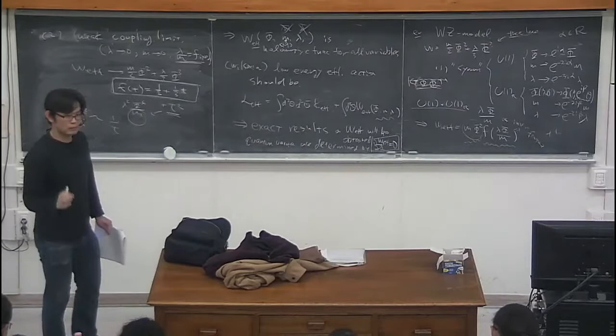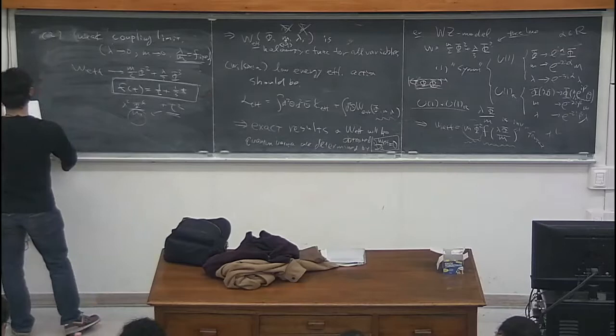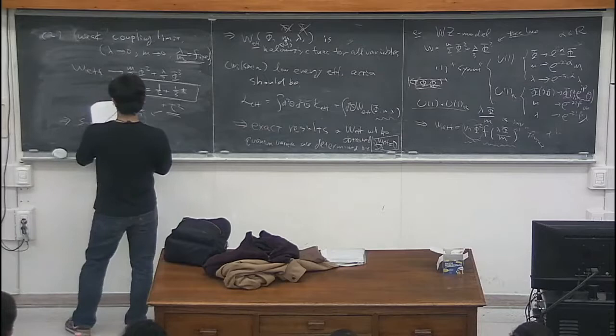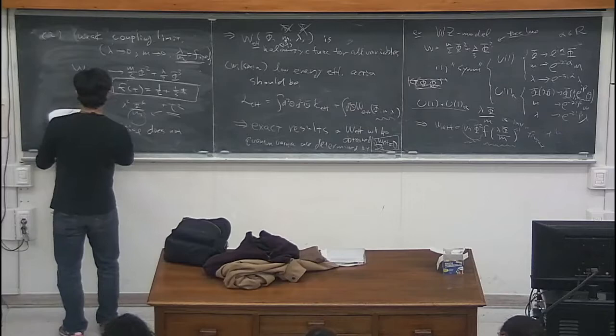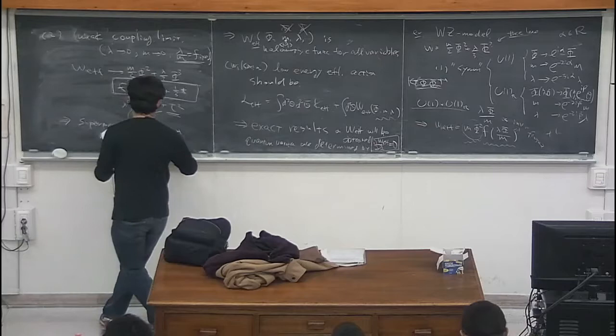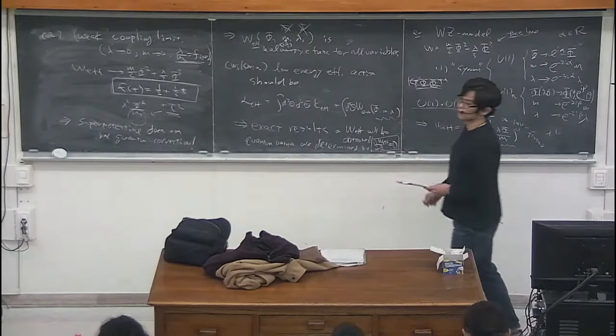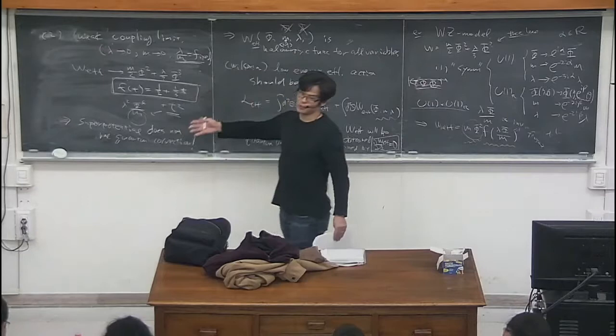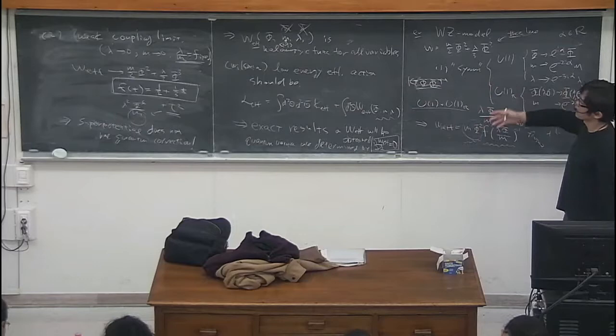So this means the superpotential does not have quantum correction. Okay, so there's no quantum correction. This is very special. As you know, the superpotential is protected against quantum correction. We can see it from the holomorphy symmetry and asymptotic boundary condition.